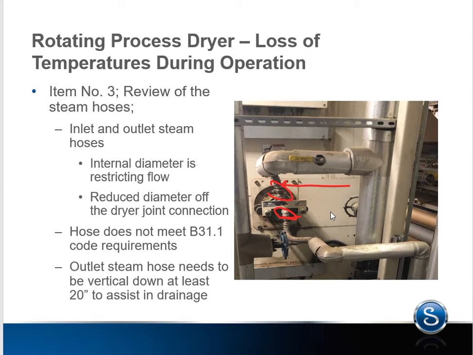The other thing, in investigation of the steam hose, we found the internal diameter was reduced for a number of manufacturing reasons, so that's also restricting the flow. So a couple of things: the diameter of the hose is reduced and the connections here are reduced. If the connection is 1.5 inches, we want 1.5 inch hose. And the next thing in our investigation of the hose, it does not meet B31.1 code requirements. All hoses have to be code compliant to B31.1, which is the National Power Piping Code.